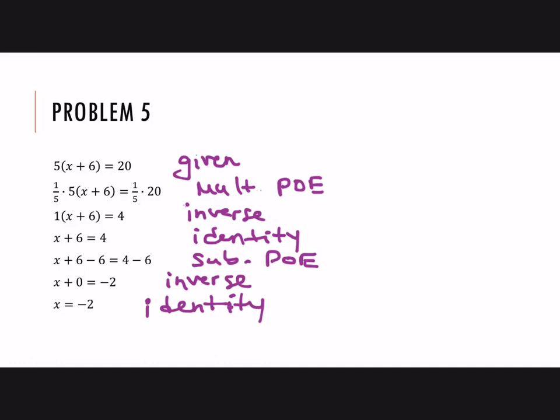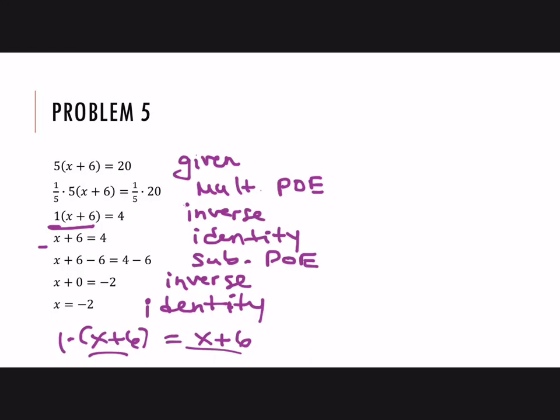Okay, next step is the multiplication property of equality. We multiply both sides by 1/5. Then we have the inverse property. That explains why 1/5 times 5 is 1. Okay, now the next step, we had a 1 here, and now we don't. So 1 times the parentheses equals that parentheses. So that is the identity property. All right, 1 times something equals something.